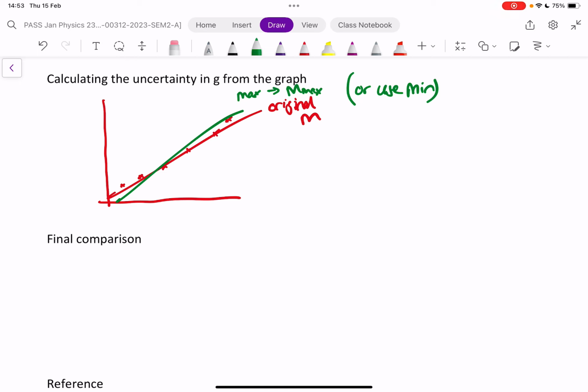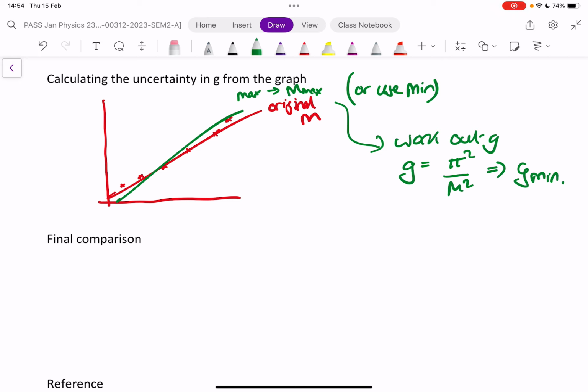And what I do is I work out another value for g in the same way. So remember, g is pi squared over m squared. This is going to give me, in my example, g min. If you used a minimum line, it would give you g max. It doesn't really matter. So let's just say, for sake of example, g equaled 9.5. Let's say I do this process and I get a g min of 9.1.